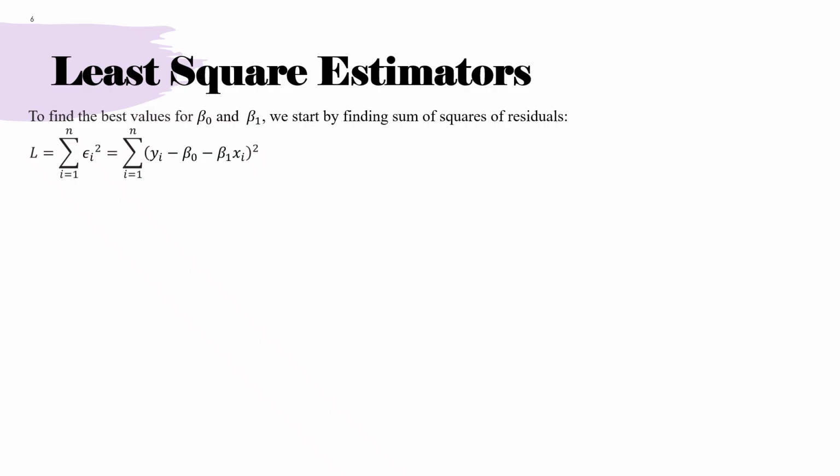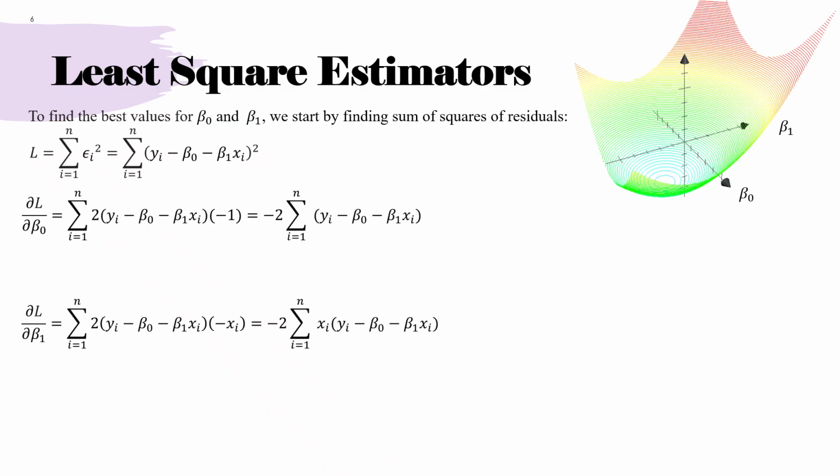To find the best fitted line, we use the least squares method, which chooses the values of beta 0 and beta 1 that minimize the total squared difference between the observed response values and the values predicted by the regression line. The least squares method squares each residual and then sums these squared residuals across all observations. To find the optimal fit, we treat the sum of squared residuals as a function of the two unknown coefficients, beta 0 and beta 1, and take partial derivatives with respect to each coefficient.